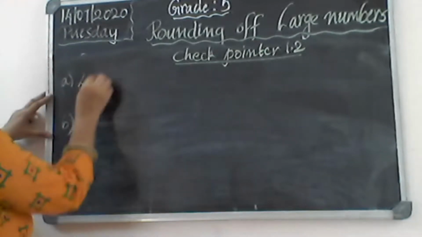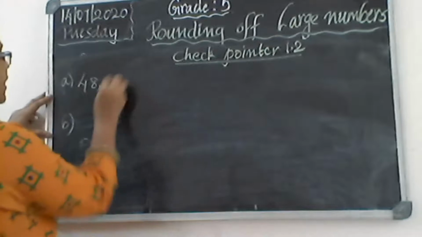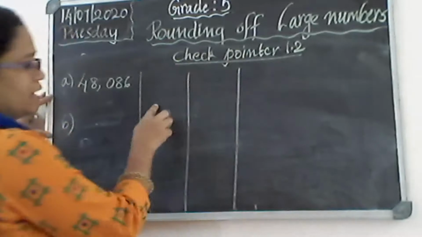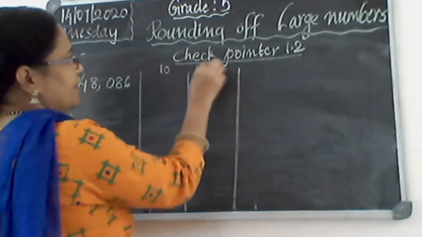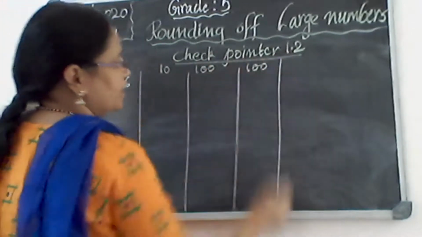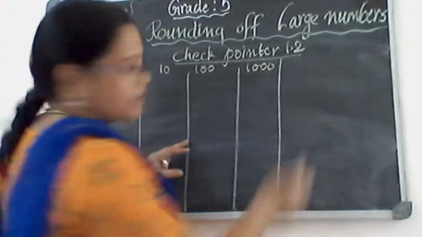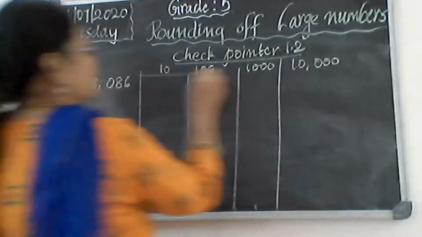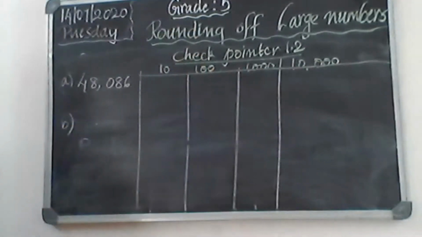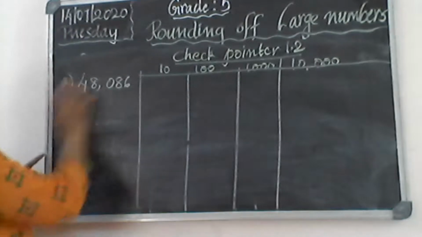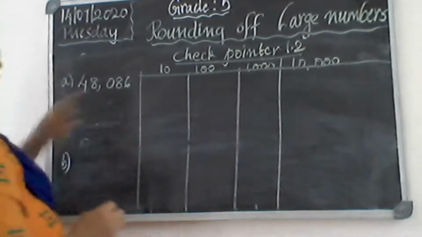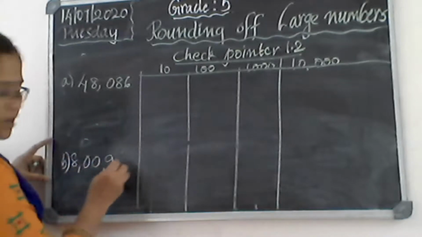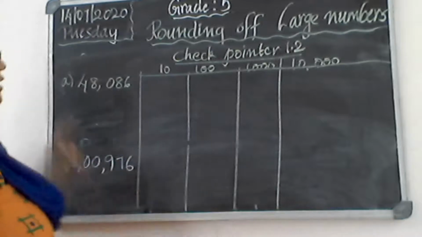So, the number is 48,086. Round it to the nearest 10, nearest 100, nearest 1,000, then nearest 10,000. How to round off to the nearest 10, 100, 1,000 and 10,000. Now children, this is 48,000, and then one more I will increase the digits. Now I have taken a 6-digit number, that also I'll discuss.